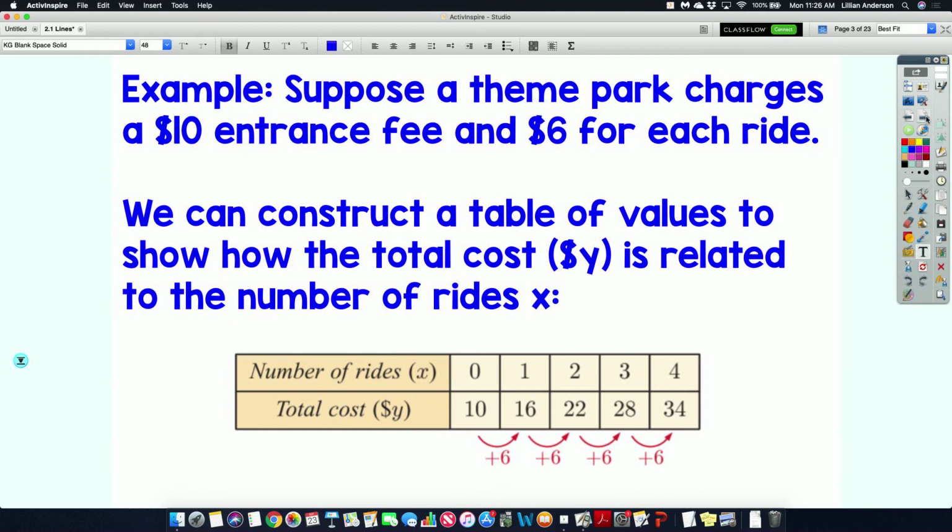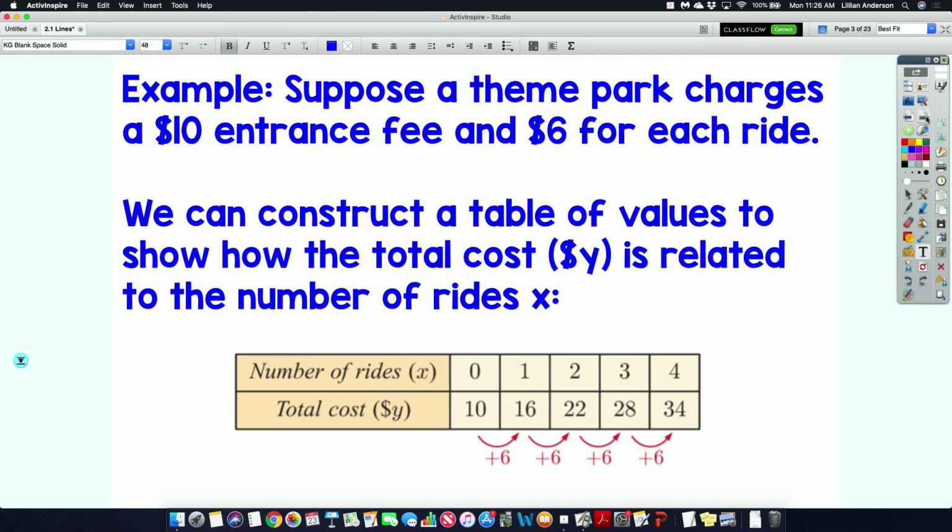Suppose a theme park charges $10 entrance fee and $6 for each ride, okay? Long time ago, when you guys first learned anything about graphs, right? What did you used to do to graph anything? A table. You used to make a table, right? An XY table. Okay, you used to plug in values for X, and then you would get your corresponding Y, so you would get a point. Well, similar thing that you can do here.